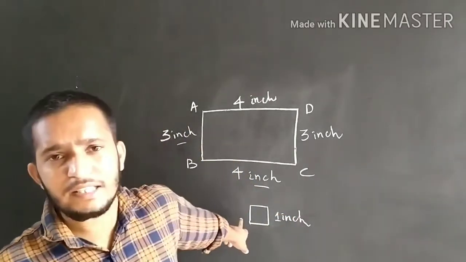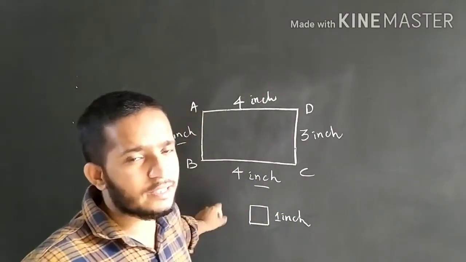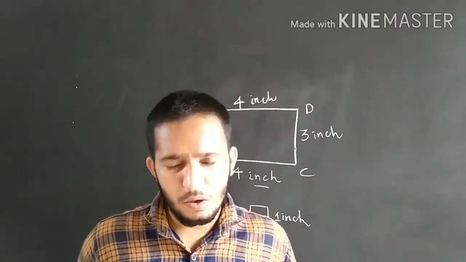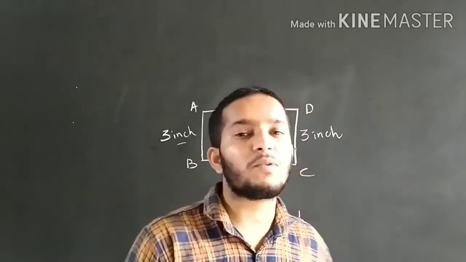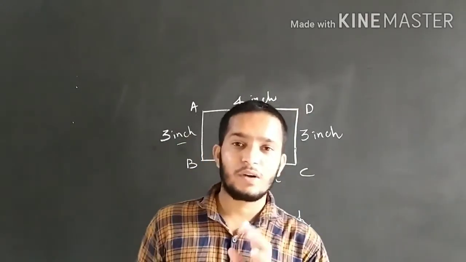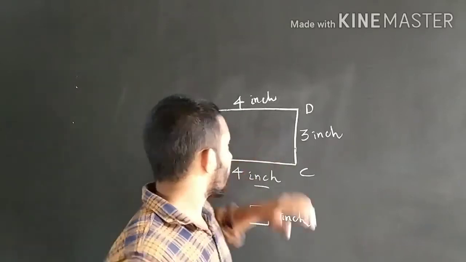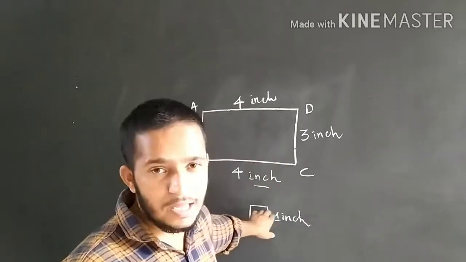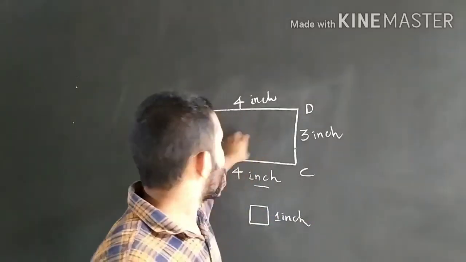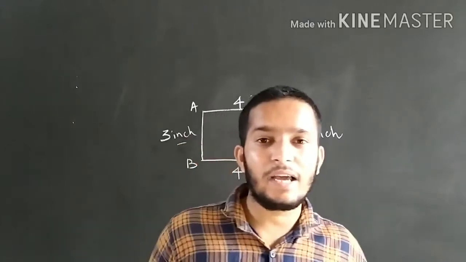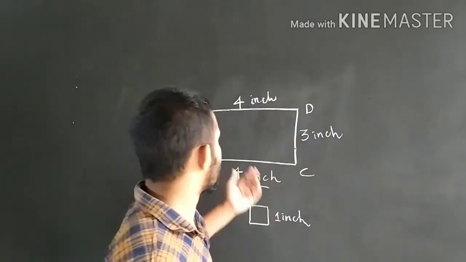Dear students, this is a square. The square is of length 1 inch, and you know that a square has four equal sides, so each side will be of length 1 inch. Now we will try to find how many of these squares we can put inside this figure. That will be the area of this figure, simply. Let's try to put.